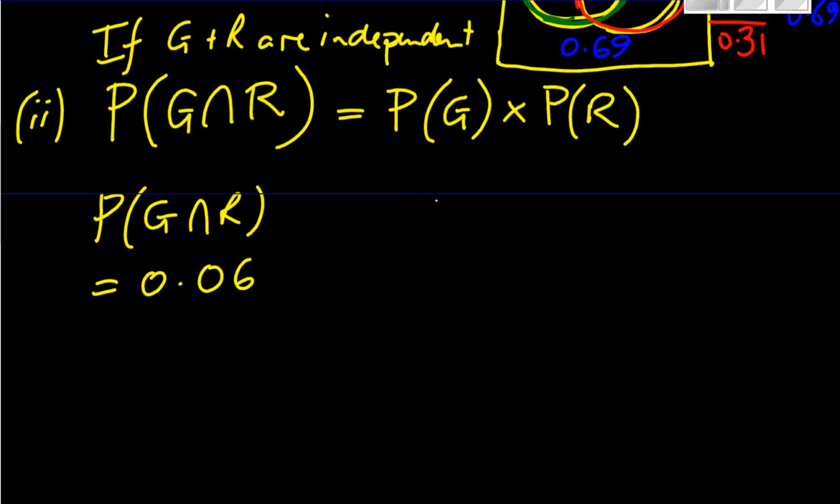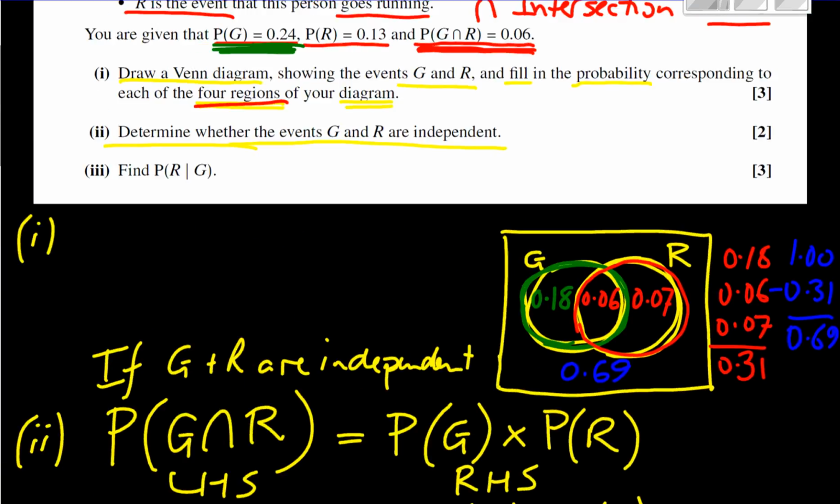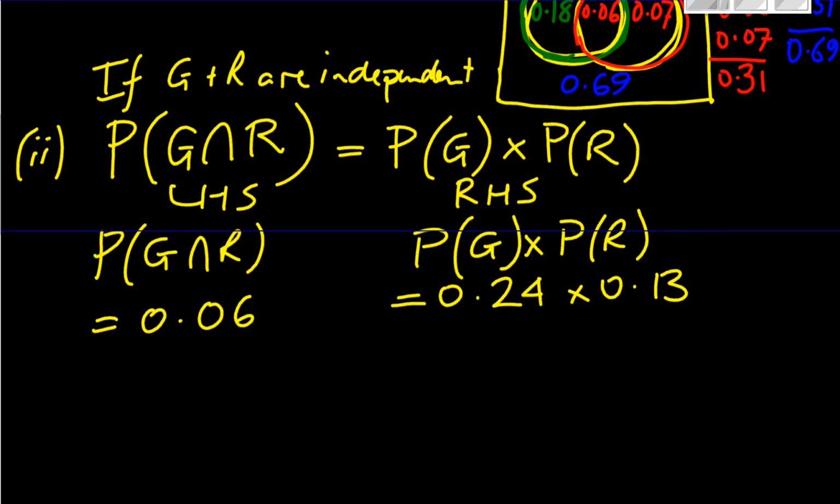So that's our left hand side sorted out. Now the right hand side: the probability of G times the probability of R equals 0.24 times 0.13. Those are our 2 figures up the top. So it's 24 and 13. We're just multiplying those 2 together, the result of which is 0.0312.